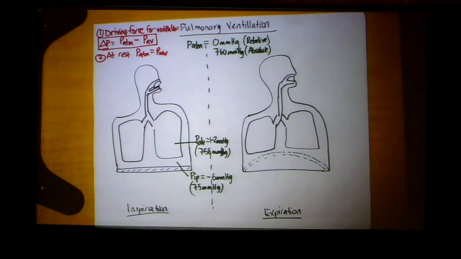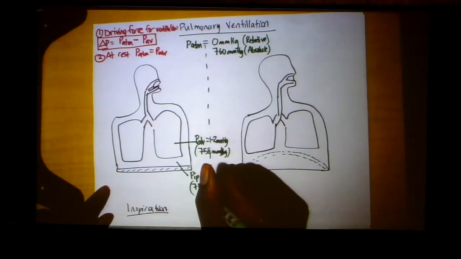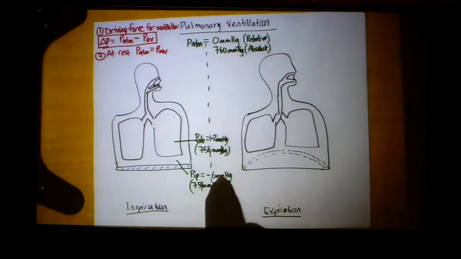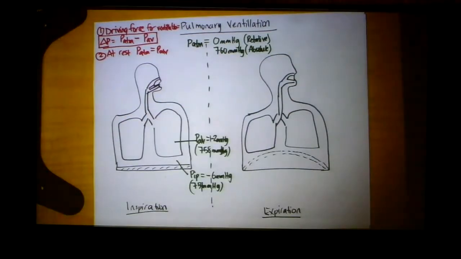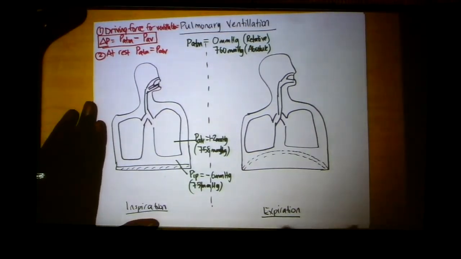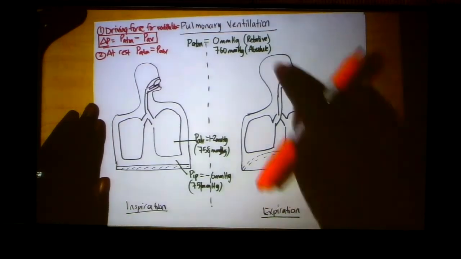Let's look at expiration. Oops, that's a mistake there. So this should be 754. Okay, make sense? My mistake. So 754, which is -6 relative to our 760. All right, everyone still with me? Any other questions? Okay, now during expiration, what do we want our alveolar pressure to be? More or less than this zero?